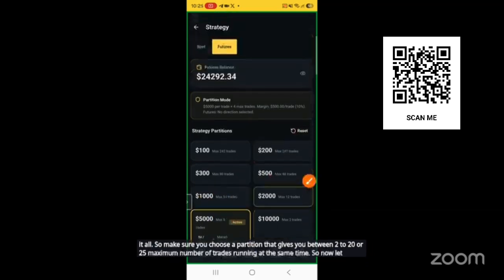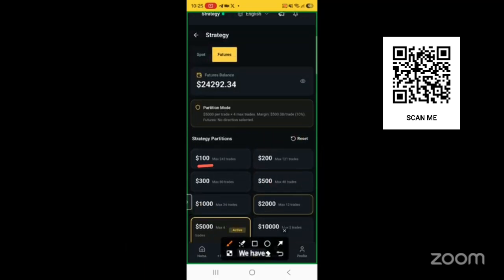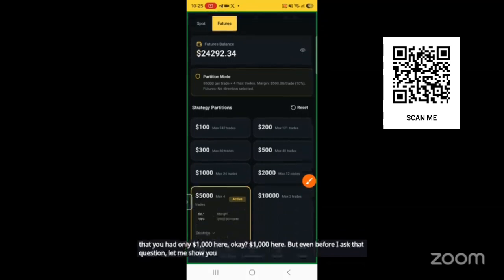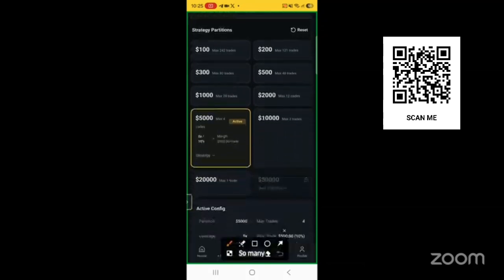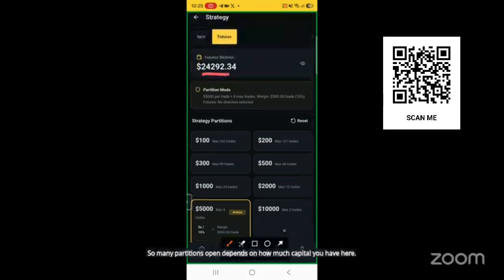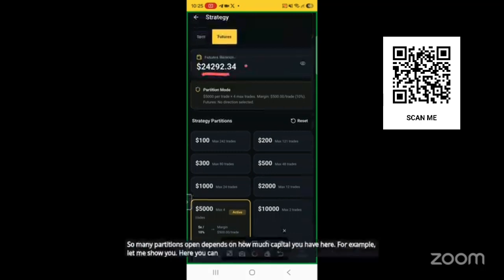So now let me ask a question. We have the 100 partition, 200 partition, 300, 500, and 1,000. Let's assume that you had only $1,000 here. But even before I ask that question, let me show you something. How many partitions open depends on how much capital you have here. For example, here you can see the system is showing that I have $24,000 free money.